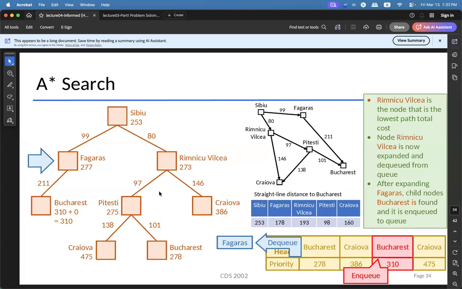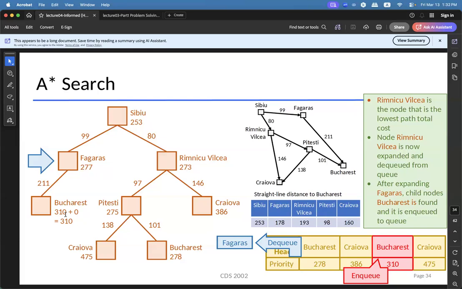So we found that Fagaras only has one route to Bucharest. And we use the same technique. We add the Bucharest node here, and for this Bucharest node, it takes from Cebu to go to Fagaras to go to Bucharest. So the path cost of this Bucharest node should be 99 plus 211. And trust me, that should be 310. You can also use your calculator right now if you have one to evaluate by calculation, it should be correct.